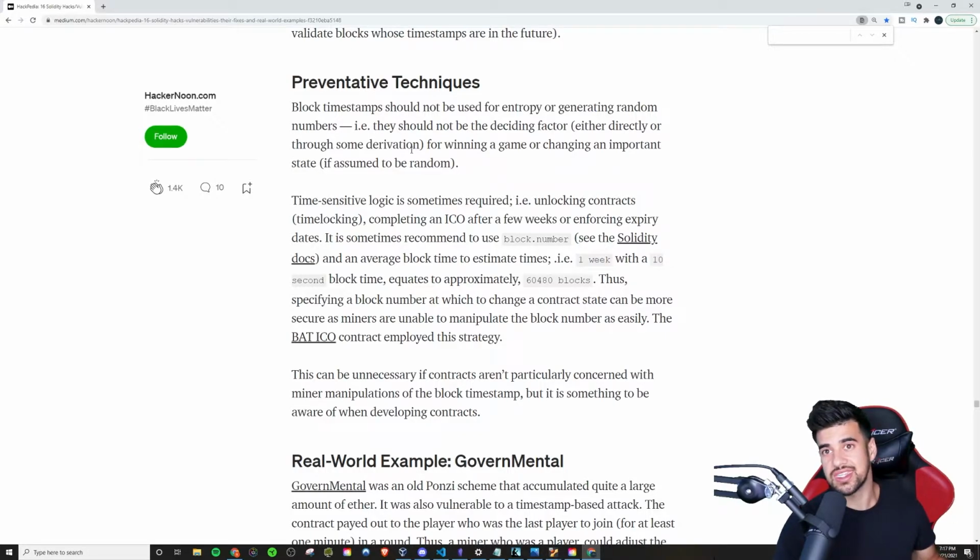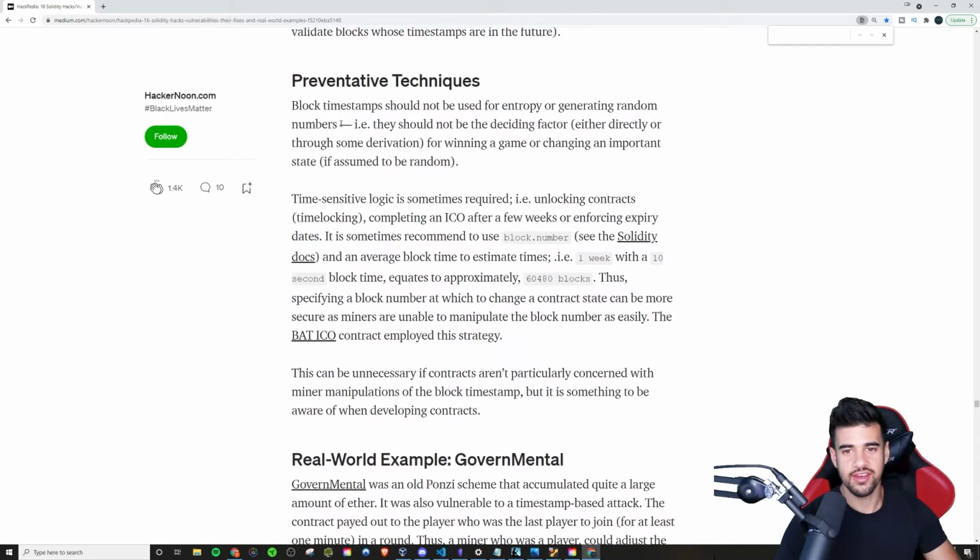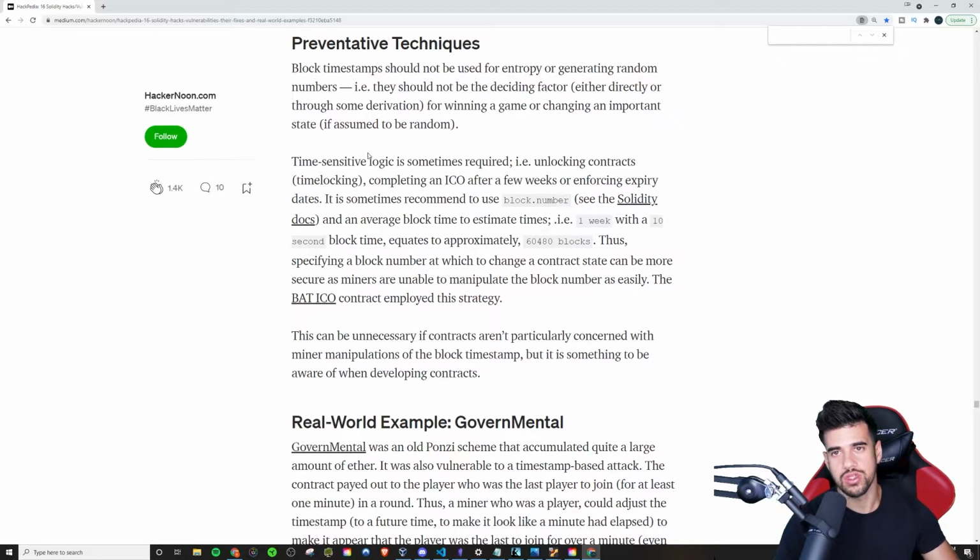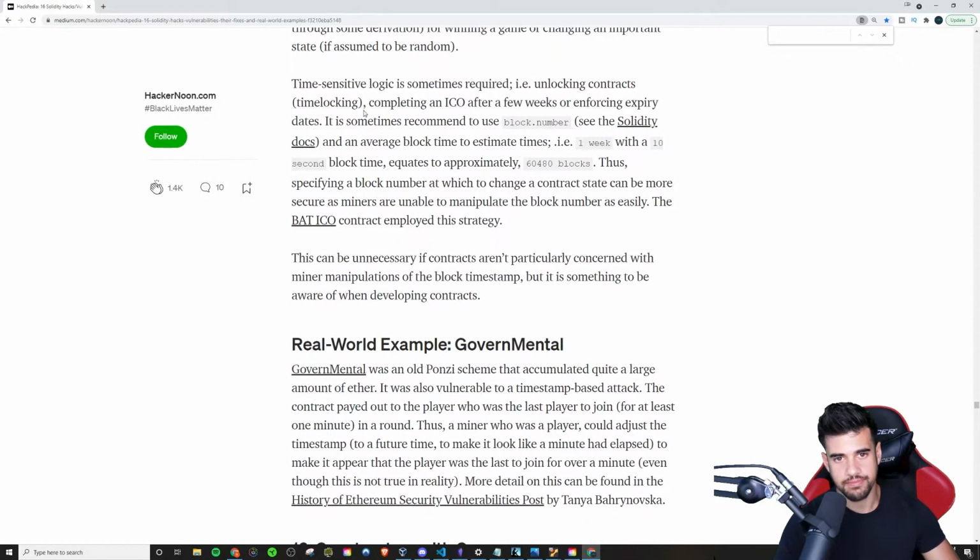But in cases like this, where it's obviously very important that a miner is not able to just win a lottery at will, you definitely want to not use the block timestamp for that, right?